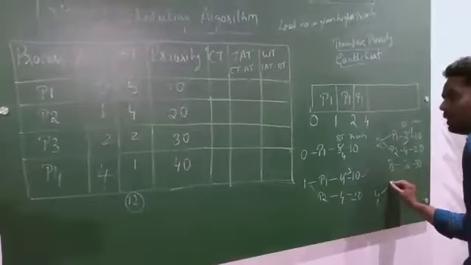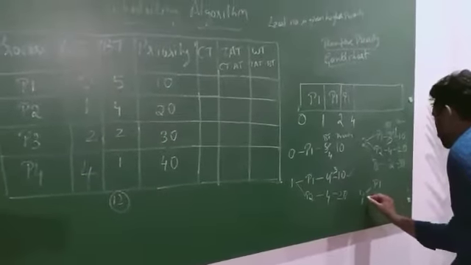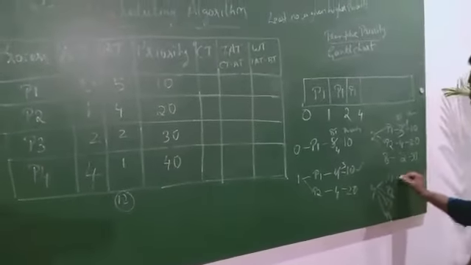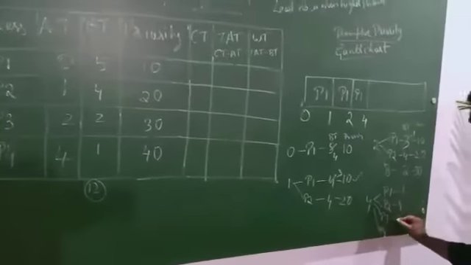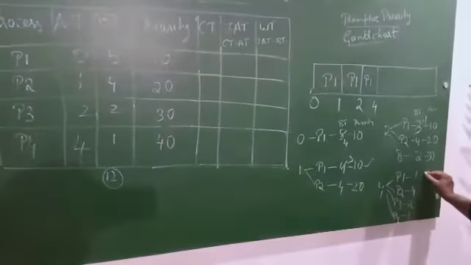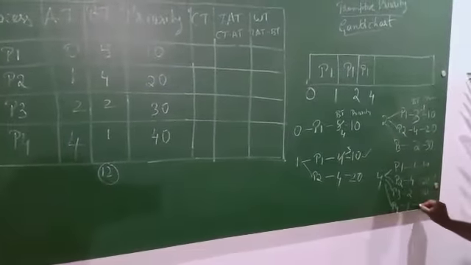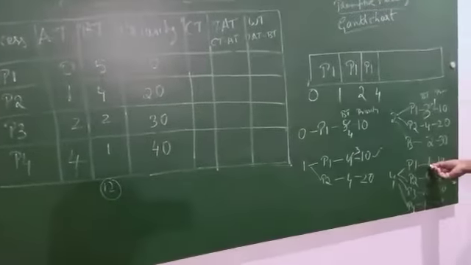At 4 seconds, which all process can execute? Your P1, P2, P3 and P4. The burst time of P1 left out is 1, P2 is 4, P3 is 2, P4 is 1. I am going to check with priority: 10, 20, 30 and 40. Which is having more priority? Again it is P1 itself.